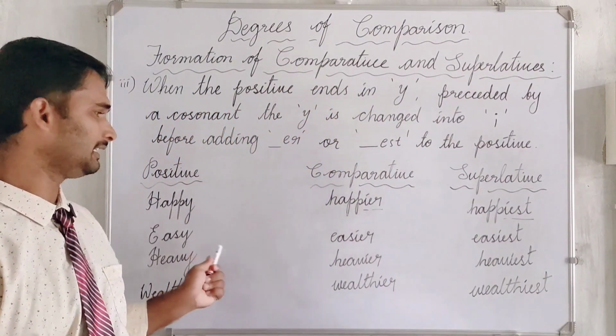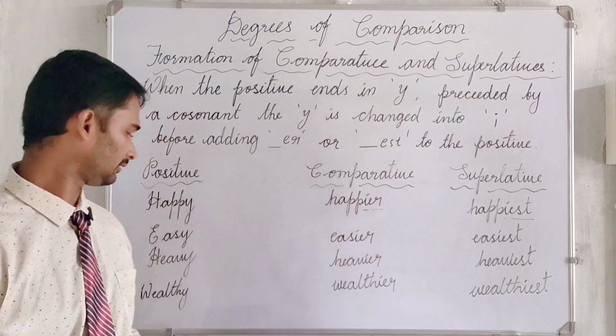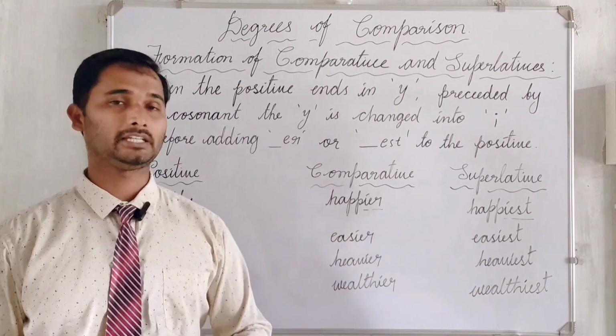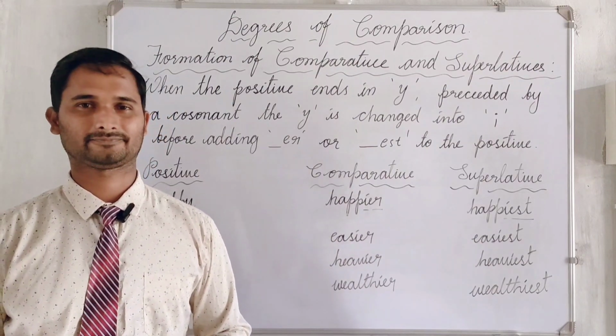Some more examples: easy, easier and the easiest. Heavy, heavier and the heaviest. Wealthy, wealthier and the wealthiest.